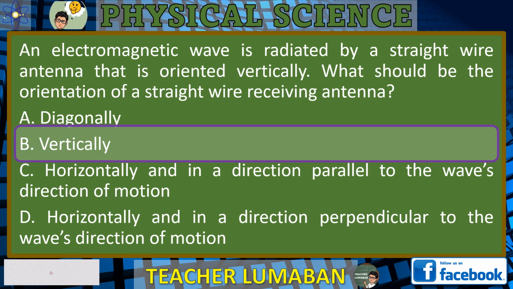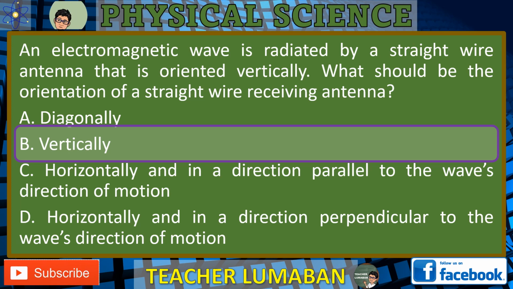Option D, horizontally and in a direction perpendicular to the wave's direction of motion, is not the correct answer because it suggests a horizontal orientation that would not align with the polarization of the wave. Ang option D, pahalang at nasa direksyong patayo sa direksyon ng paggalaw ng alon, ay hindi ang tamang sagot dahil nagmumungkahi ito ng pahalang na oryentasyon na hindi umaayon sa polarisasyon ng alon.